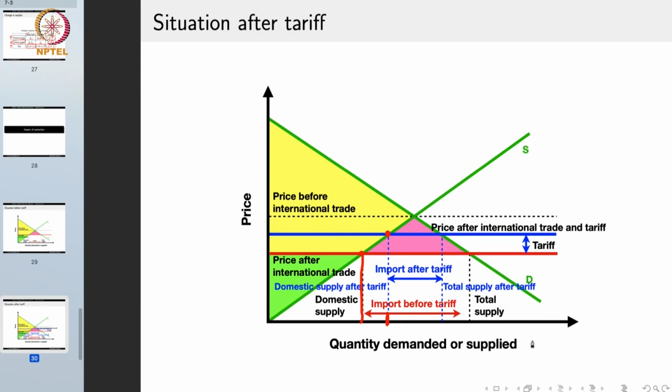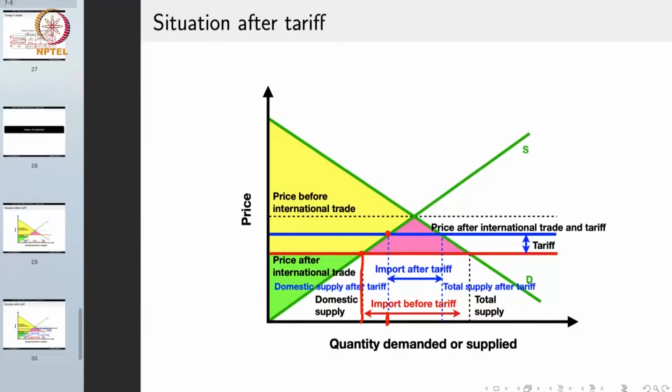So what we are observing here is that earlier the domestic suppliers were only supplying this amount, but now they are supplying this amount. So the total amount that is being supplied by the domestic producers has gone up, which was one of the aims of putting up a tariff, to provide protection to our domestic manufacturers so that they do not completely go out of business. They also have certain amounts of goods that they can sell, and now it is more than what they could have sold if there was just a free import of goods.